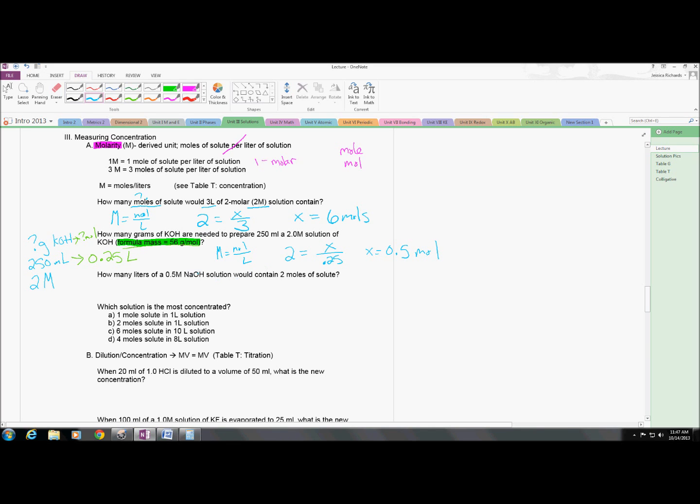How do I switch moles to grams? We've got two choices. We can use our factor label. It says it's 56 grams per mole. So I just multiply this by 56. The moles cancel. And half of 56 gives me 28.